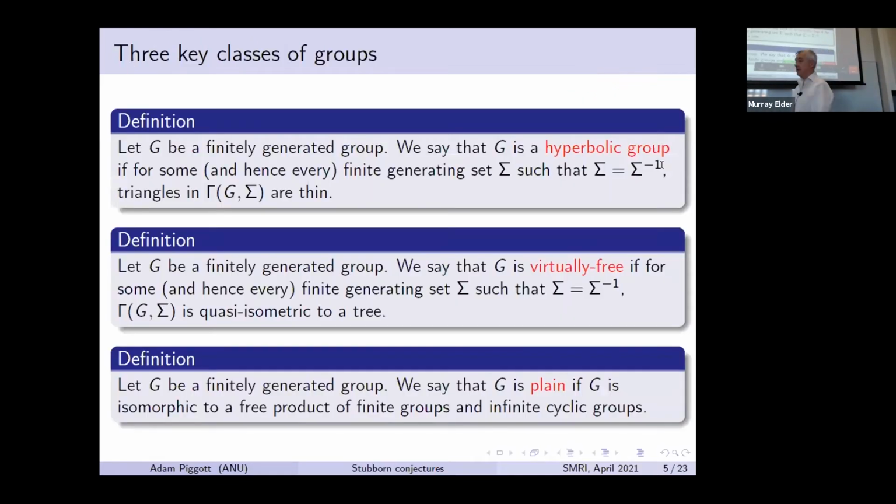So here are the 3 important classes of groups that I want to talk about today. And they're nested. There's a proper containment here. The first is, we're going to think about finitely generated groups. So we're going to say that a group G is a hyperbolic group if for some and hence every, it's not obvious, but it can be shown, for some finite generating set, which is closed under inverses, triangles in the undirected Cayley graph are thin, whatever that means.